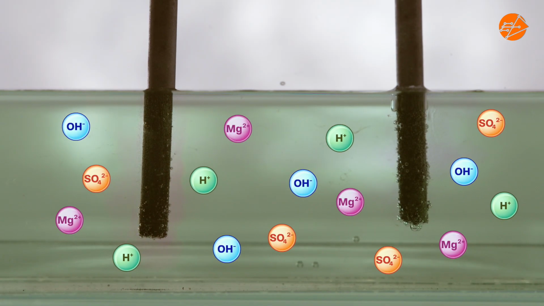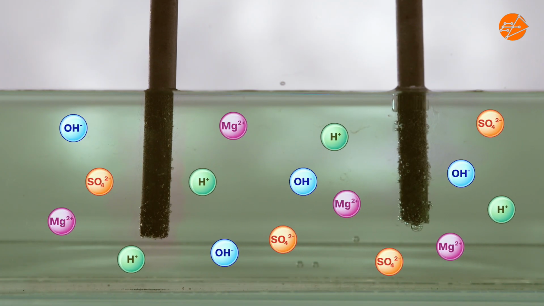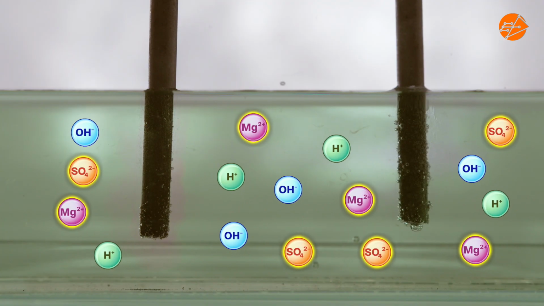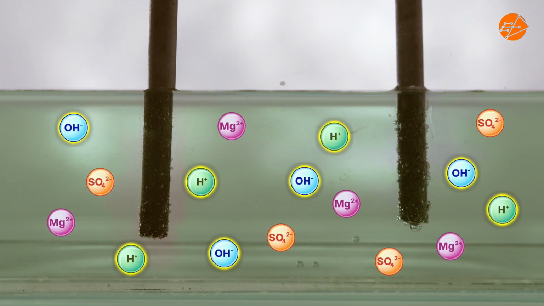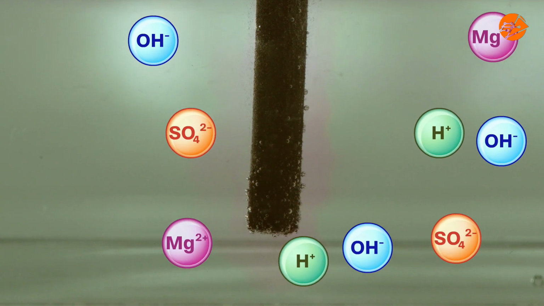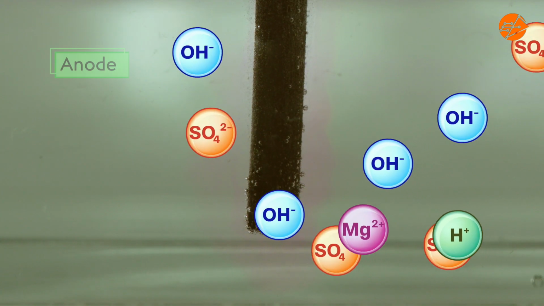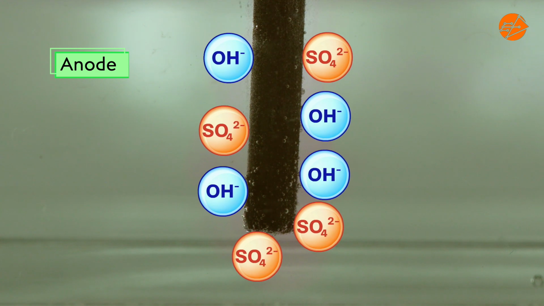There are 4 types of ions present in dilute magnesium sulfate solution. They include magnesium and sulfate ions from magnesium sulfate and hydrogen and hydroxide ions from water. The negatively charged ions, sulfate and hydroxide ions, are attracted to the positively charged anode.